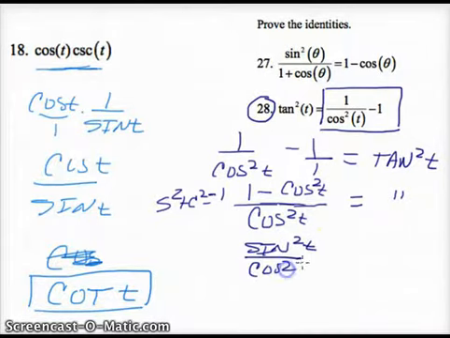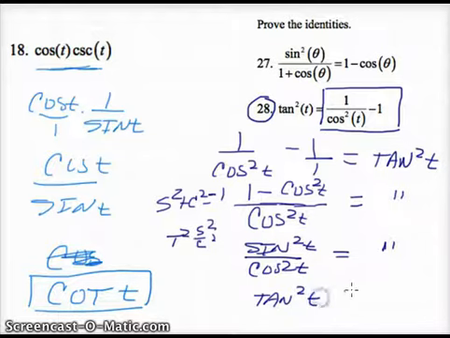Okay, that's cosine squared t. Now that's supposed to equal tangent squared t, but wait a minute, what is sine over cosine? That's a quotient identity. Sine over cosine is tangent. So what would sine squared over cosine squared be? That would be just tangent squared. So tangent squared t is equal to the right side, which is tangent squared t. Okay, check mark. Okay, that is one way to do an identity.